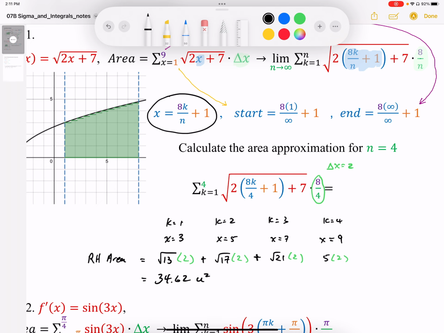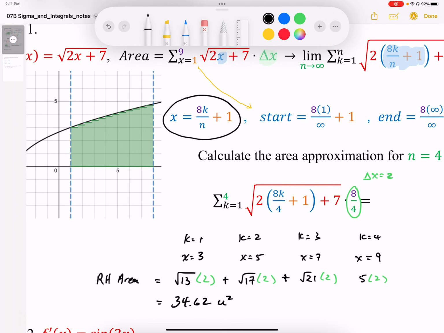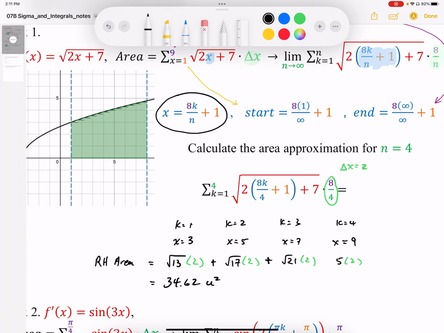Okay, so it's going to be a little bit different than what I've drawn here because these are left-hand rectangles. And if I started at k equals 0, I would get the left-hand rectangles in this area.